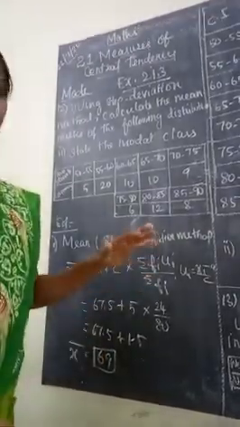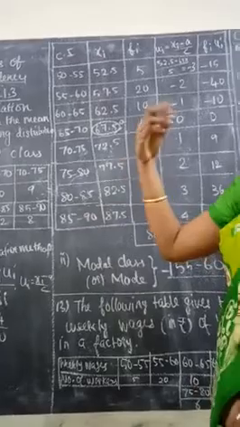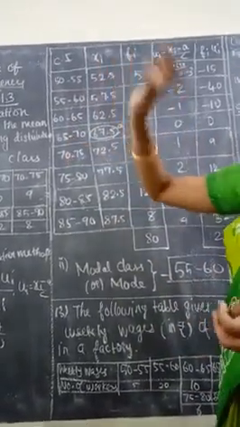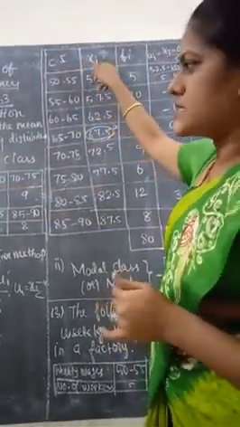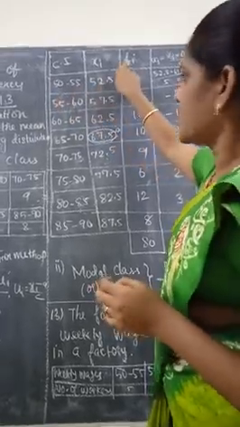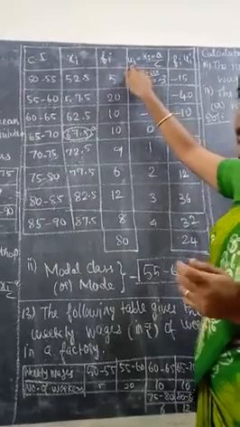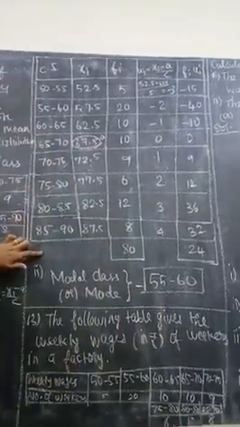Okay, first we need to frame a table with columns. I already showed this exact model in the mean video. If you have any doubt in this, just refer to that. Listen. First, class interval. Next, xi. What is xi? The midpoint, of 50 and 55. Next, fi, the given frequency. Then we need to find ui. How do we find ui? xi minus a, divided by c. Next, fi ui.